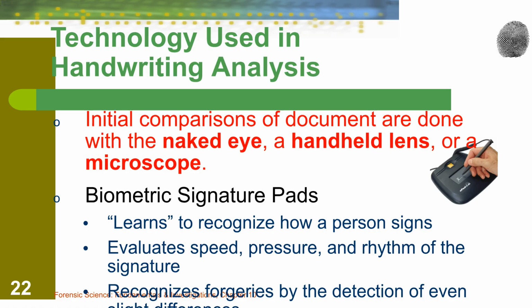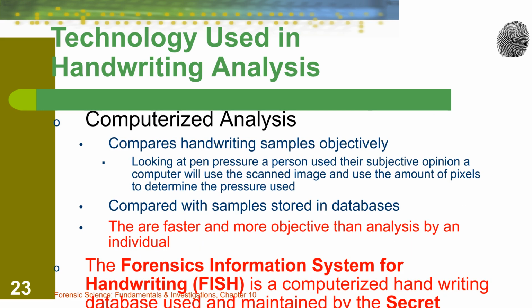Initial comparisons use the naked eye, a handheld lens, or a microscope. Biometric signature pads analyze the speed, pressure, and rhythm of a signature, detecting even slight differences. Computerized analysis compares handwriting objectively, using databases to compare samples. The Forensics Information System for Handwriting, or FISH, is a computerized database used and maintained by the Secret Service.